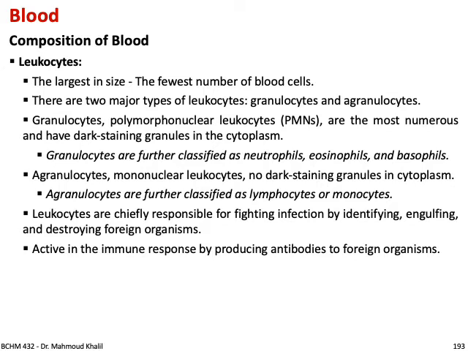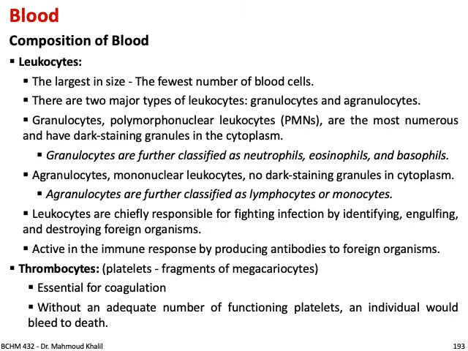Leukocytes are chiefly responsible for fighting infection by identifying, engulfing, and destroying foreign organisms. They are very active in the immune response by producing antibodies to foreign organisms. The thrombocytes, the third type of cells, which are platelets, are fragments of megakaryocytes. They are essential for coagulation. Without an adequate number of platelets, an individual would bleed to death.